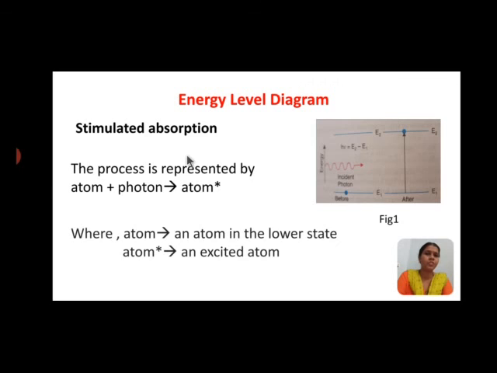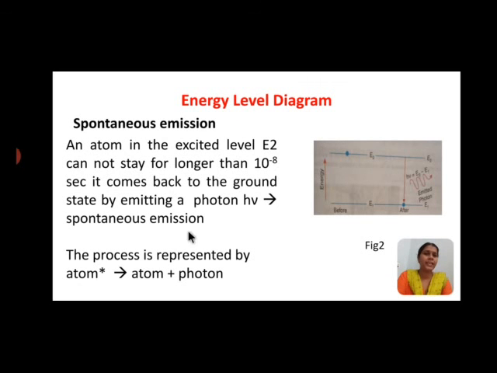Now we will move to the spontaneous emission. Again here, before, what is happening? Before, the atom will be in an excited state. Again it will not stay for 10 to the power of minus 8 seconds. It will come back to the ground state. But during the back journey, it will emit the photon. That is h nu is equal to E2 minus E1 here.